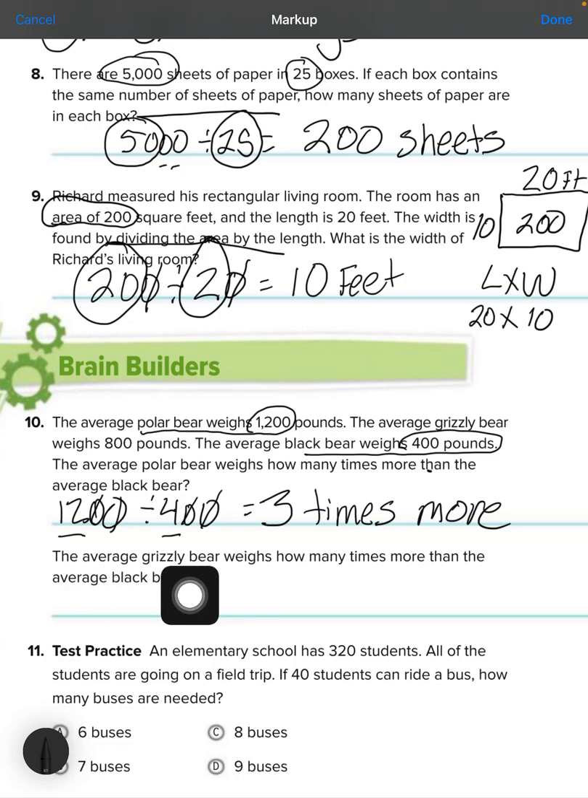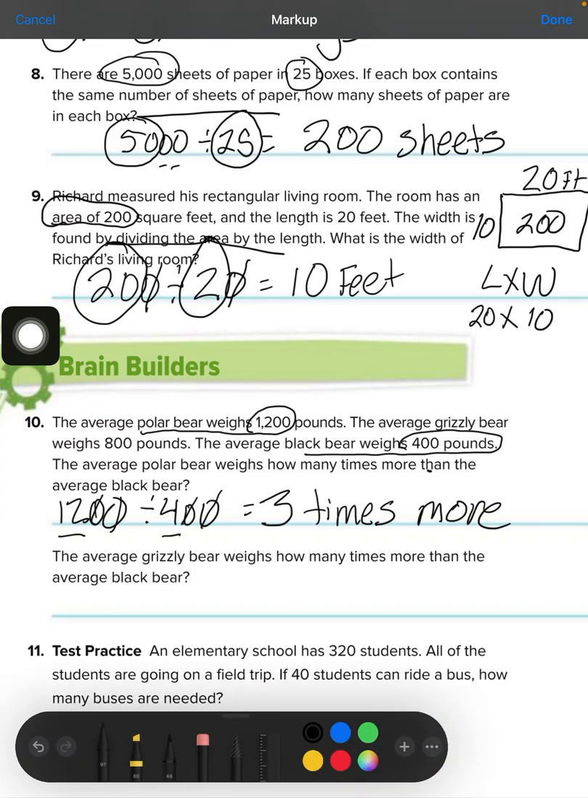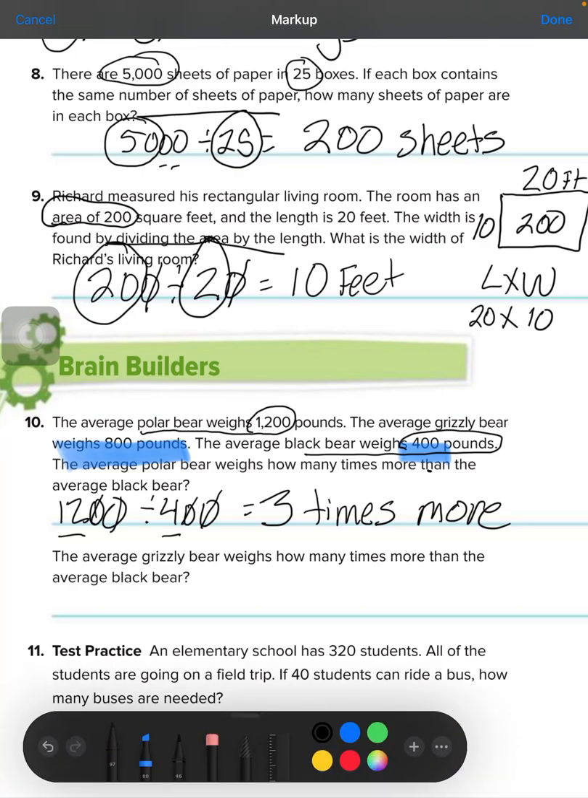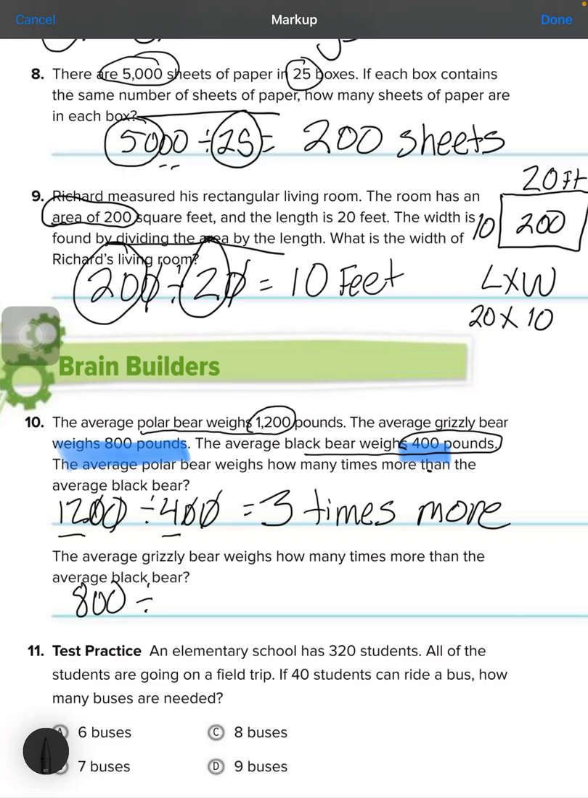Okay, let's do the grizzly bear now. The average grizzly bear weighs how many times more than the average black bear? So, grizzly bear. Ooh, this is where I'm going to play with my little highlighter. Grizzly bear is 800 pounds. Black bear is 400. So, we're going to do 800 divided by 400. Okay, mark off 2 zeros because they both have 2 zeros. Yes! 8 divided by 4 equals 2. So the grizzly bear is 2 times heavier than the average black bear. There we go.